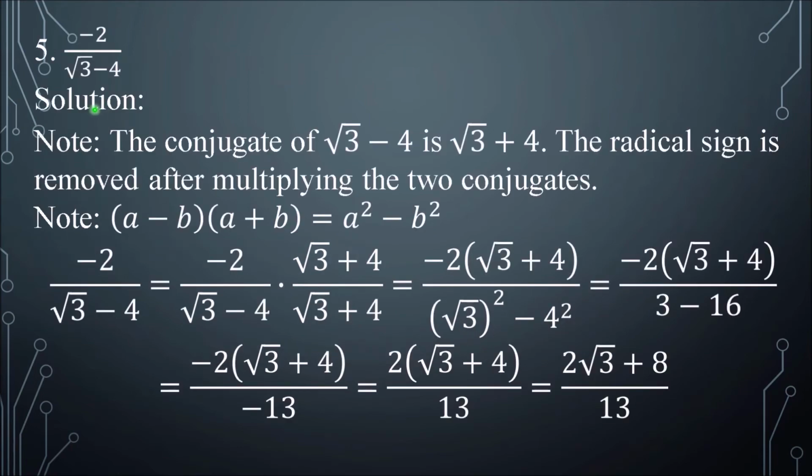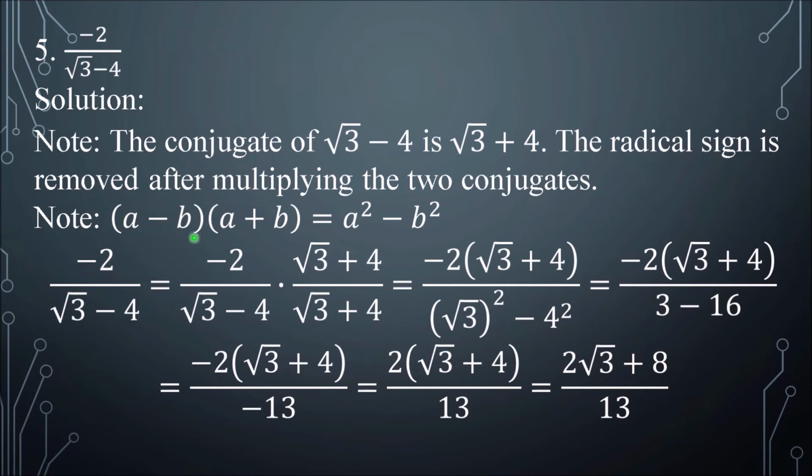Let's have number 5. Negative 2 divided by square root of 3 minus 4. So this is a binomial radical, square root of 3 minus 4. Now the conjugate of that is square root of 3 plus 4. So if this is minus, the conjugate is plus. So the radical sign is removed after multiplying the two conjugates. So that's the meaning of conjugate.